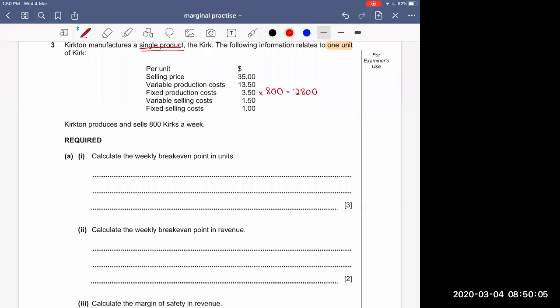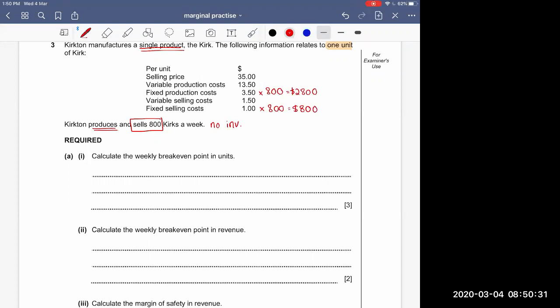In order to sell each unit, we need to pay a variable cost of 1.5. And then we have a fixed selling cost of $1 per unit. It is again given on a per unit basis, from which we can calculate the total. Krypton produces and sells 800 kicks a week. What is our weekly output level? 800. So if we calculate our weekly fixed cost, what will our weekly fixed production cost be?